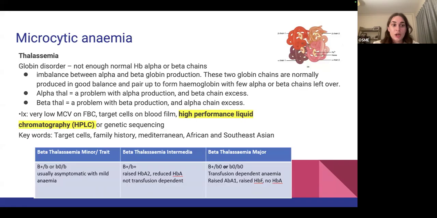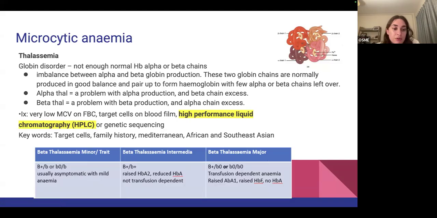It's a globin disorder, and it's due to a mutation which causes either poor production of your alpha chains or your beta chains. So in alpha thalassemia, you get poor production of this alpha chain, which means that your body compensates by overproducing the beta chains, and it's poor hemoglobin that doesn't function as well. And in beta thalassemia, it's the opposite. The way this is diagnosed is high performance liquid chromatography, and they may give you the results, but I think it's less likely to occur. And then these are the different presentations you can get.